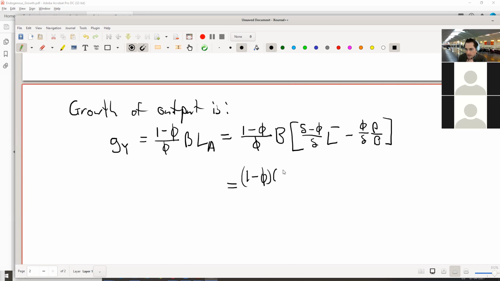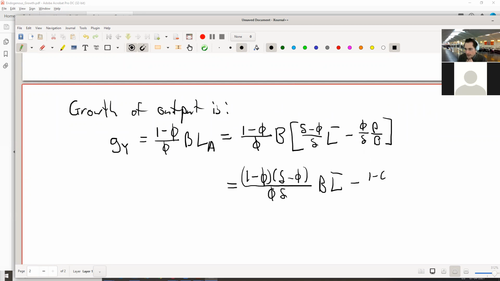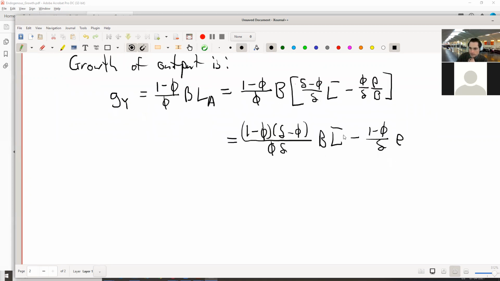1 minus phi times delta minus phi divided by phi delta B times L bar minus, and then here we're going to get a 1 minus phi divided by delta. The B's are going to cancel times rho. Get that right? Delta cancel, 1 minus phi divided by delta, B's cancel. Yeah, I think that's right. All right, I think that's about as simple as it's going to get.